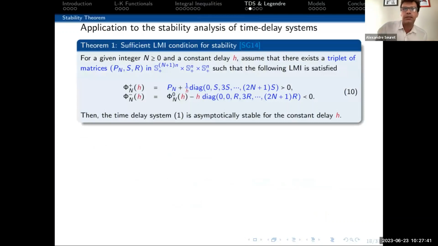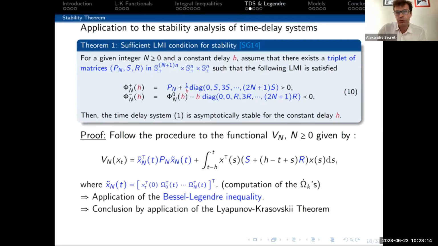And actually, I won't go much into the details, but we have provided this first theorem. This first theorem is a sufficient LMI condition for stability, and it is expressed as an LMI. You can see here the structure with S, 3S, and 2n plus 1 times S, and the same for R, which result from the application of Bessel inequality. I won't give you the expression of this, but you can find it in the paper, but the idea is the following.